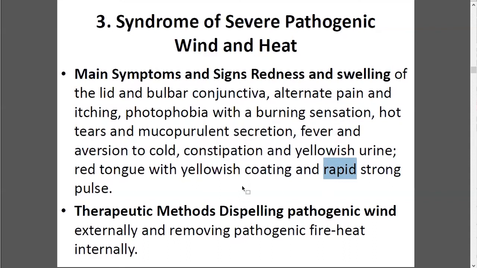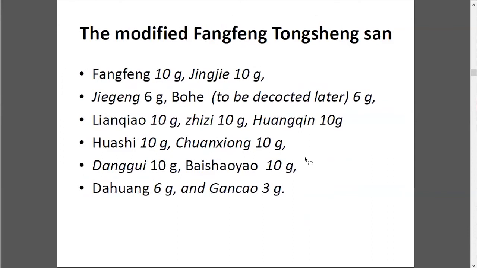So for this pattern, we still disperse pathogenic wind from the exterior and remove pathogenic heat from the interior. So that's a combination pattern here. The formula we use is 防风通圣散. This formula is still not in our TCM list. 防风通圣散, not in our TCM list.